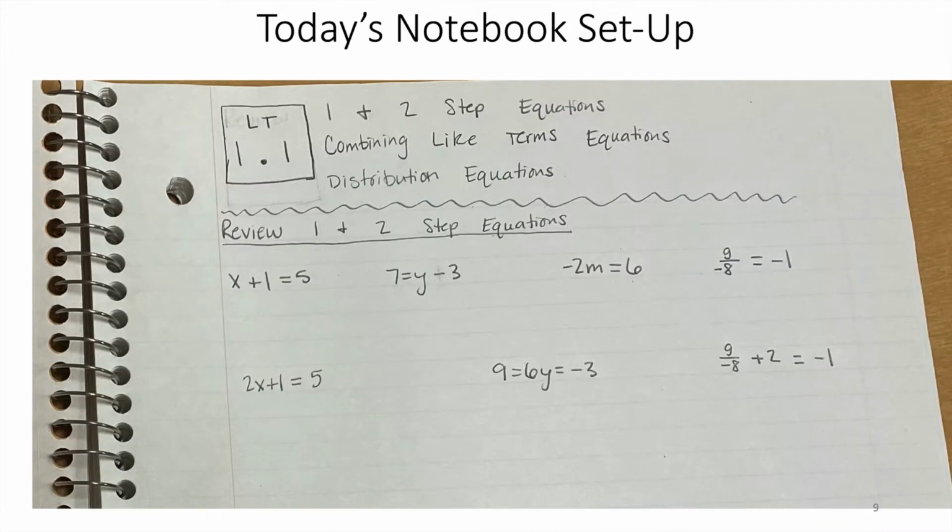On the right side, underneath your squiggly line from your title, you're going to put Review 1- and 2-Step Equations. You're going to skip a line. Then you're going to write those 4 equations. You're going to skip 3 lines, and then you're going to write those 3 equations. Pause the video now if you need time to finish writing.